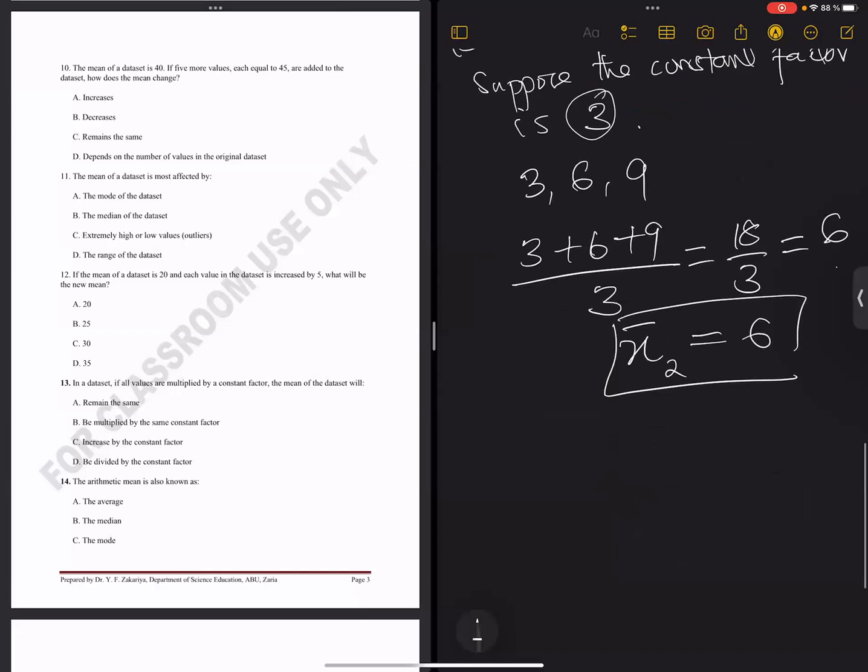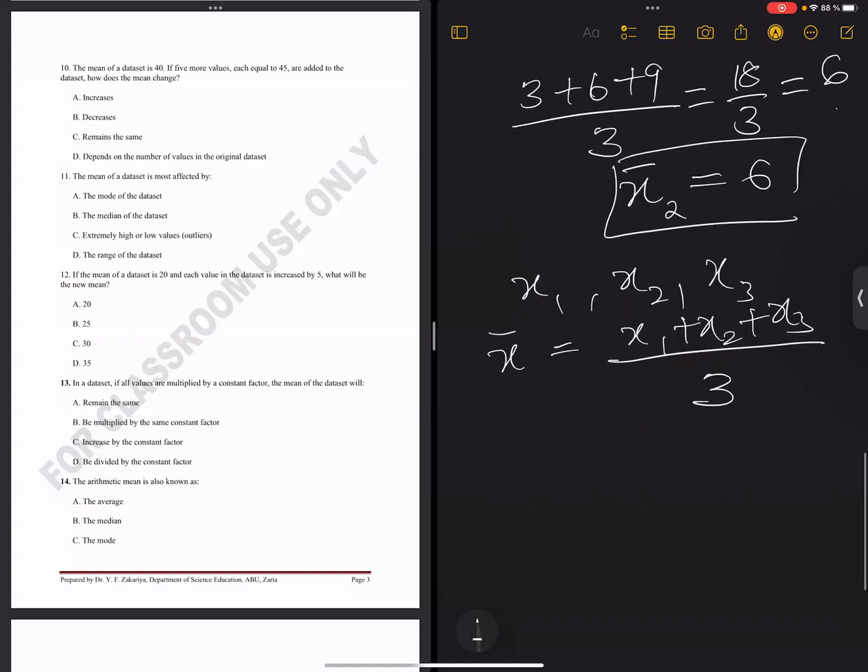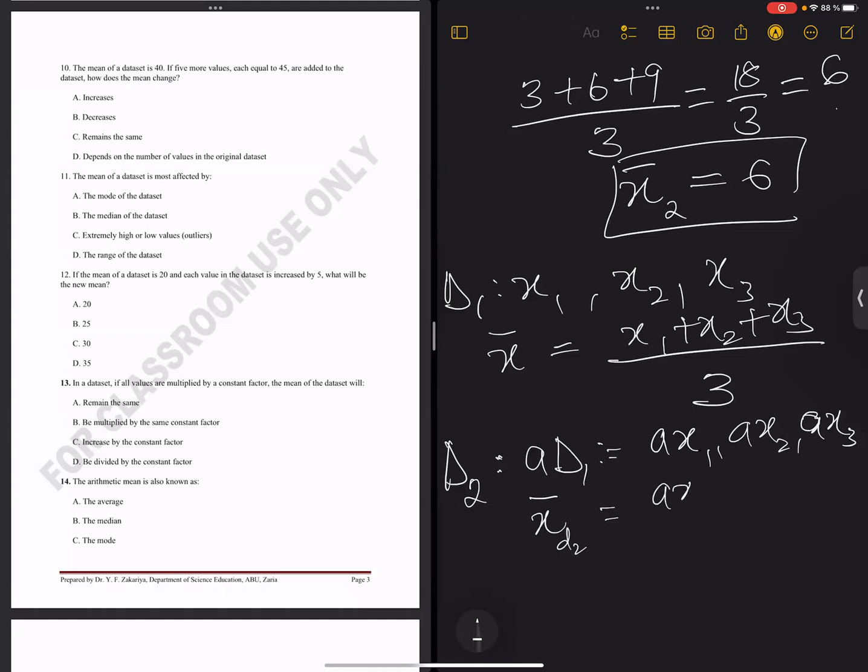And you can go a bit more if you like. If you have x1, x2, then x3, these are arbitrary numbers. The mean, x bar, equals x1 plus x2 plus x3 divided by 3. If you now multiply each of the values by a, this will give us ax1, ax2, ax3, all over 3. What is the mean? The mean will be ax1 plus ax2 plus ax3 divided by 3.